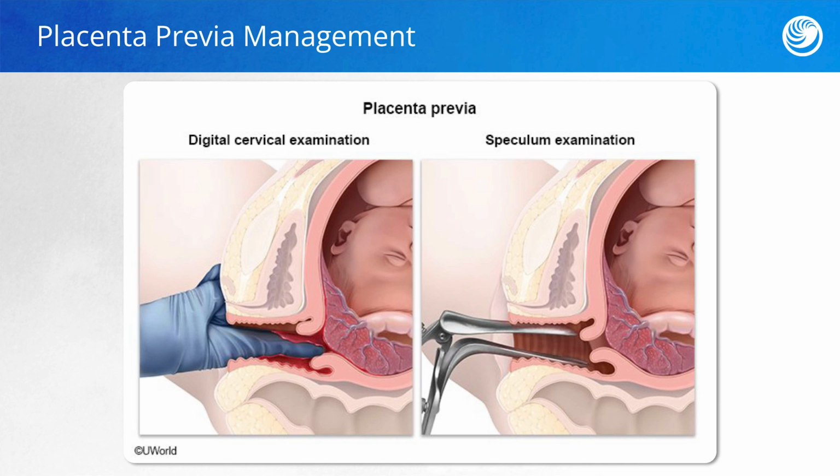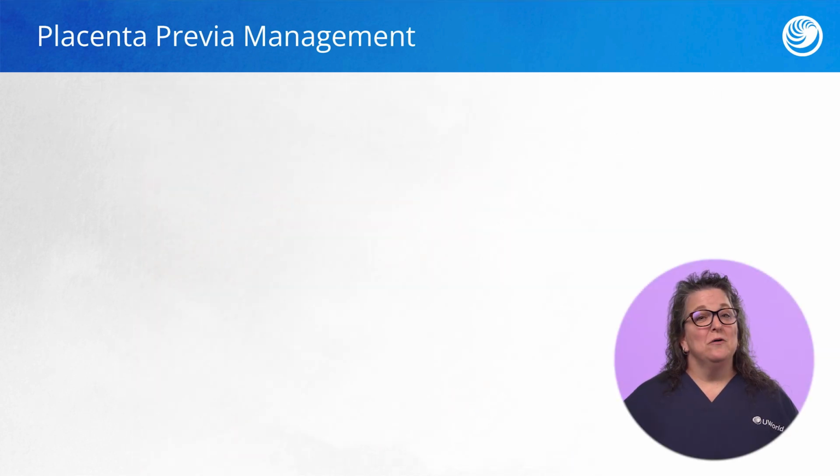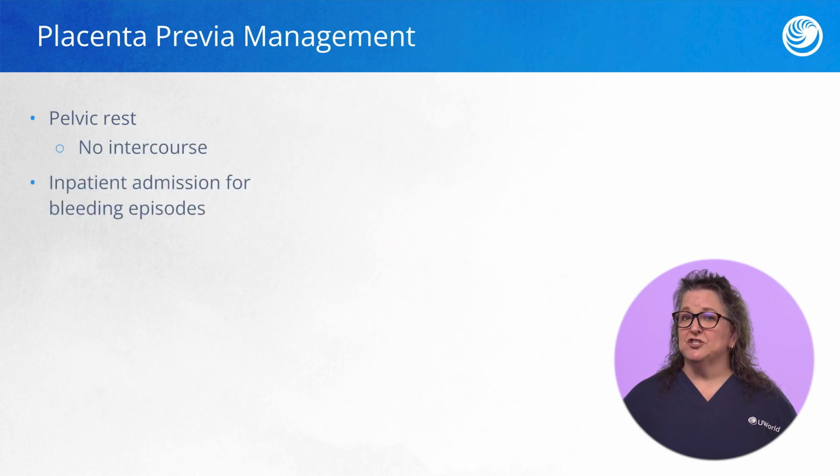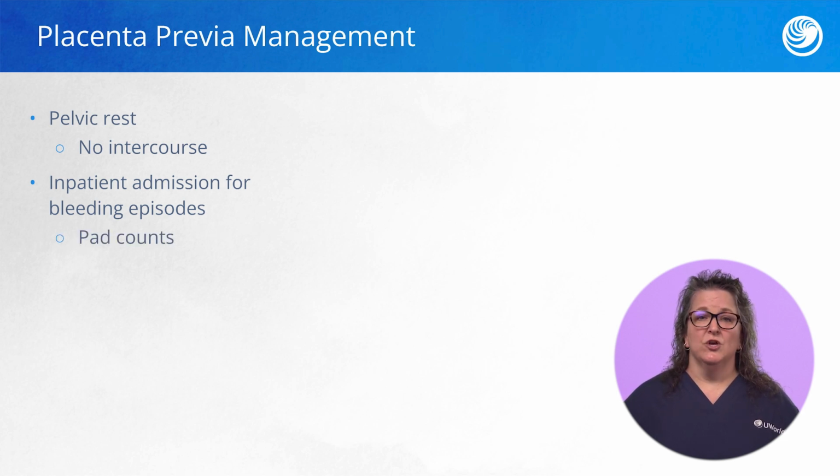An examination using a speculum, as seen in the image on the right, will be performed for clients with placenta previa. This can be used to observe and assess vaginal bleeding. Notice the speculum is not entering the cervical canal. Management: pelvic rest, and that includes no intercourse. Inpatient admission for bleeding episodes. We will perform pad counts to determine the amount of bleeding. Has there been an increase? Any change should be reported to the healthcare provider.